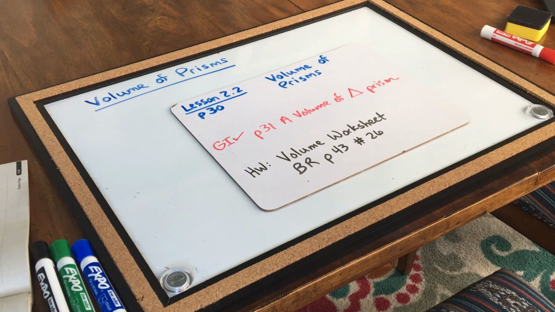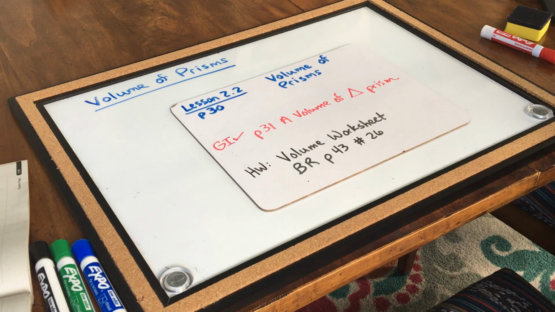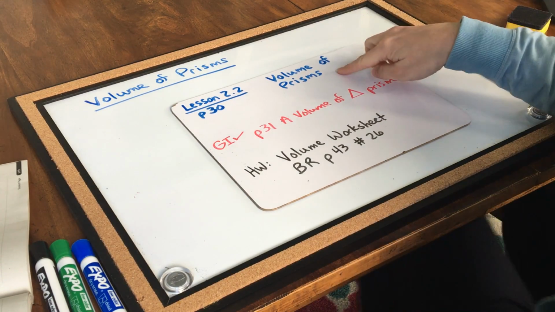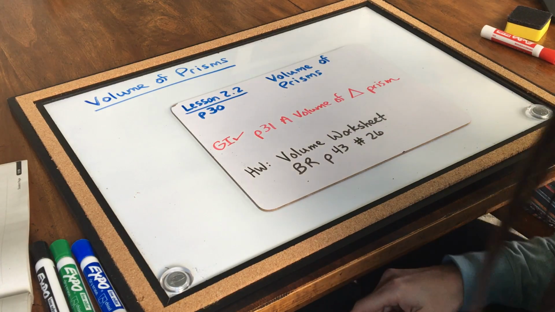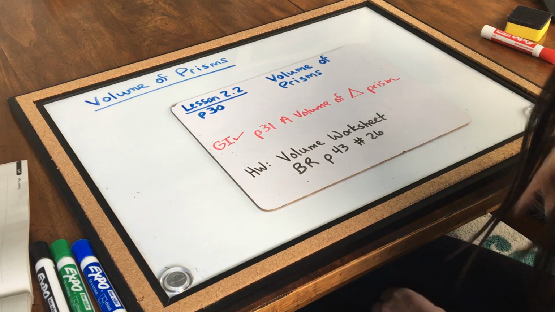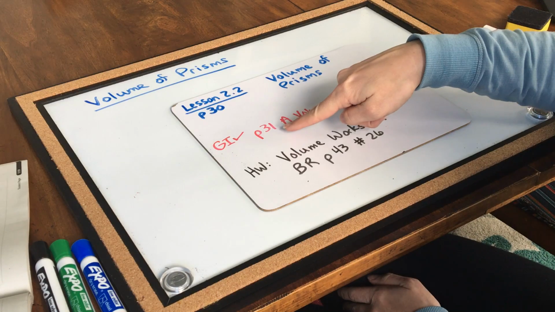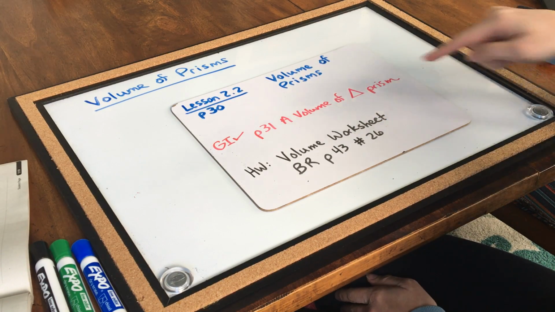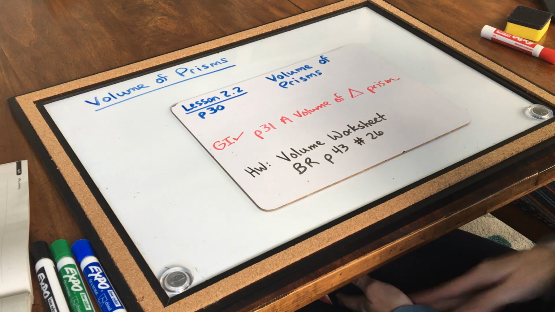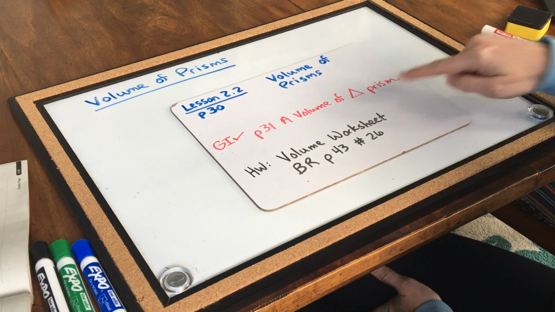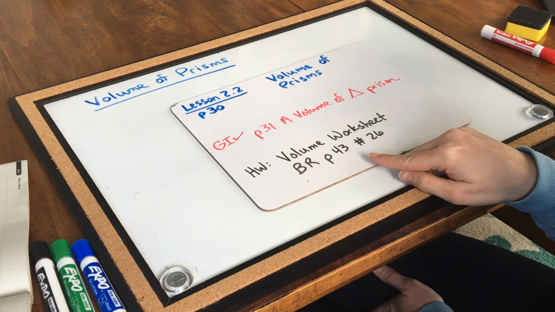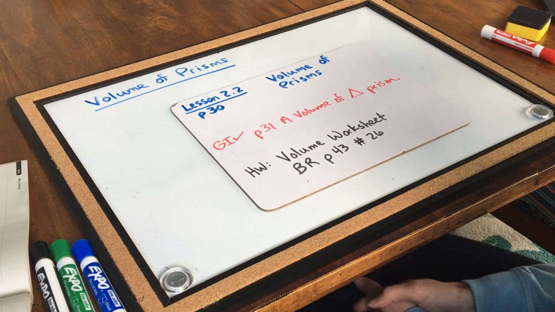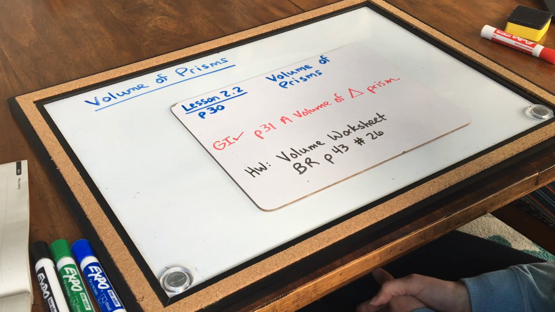Hi, 7th grade. Today is Tuesday's lesson, and today we'll be working on lesson 2.2, which is volume of prisms. You'll find this on page 30 of your book. Our got it check today is going to be on page 31A, and you're going to find the volume of the triangular prism. Your homework for today is going to be the volume worksheet, and your bell ringer is page 43, number 26. Don't forget to write 3 sentences.